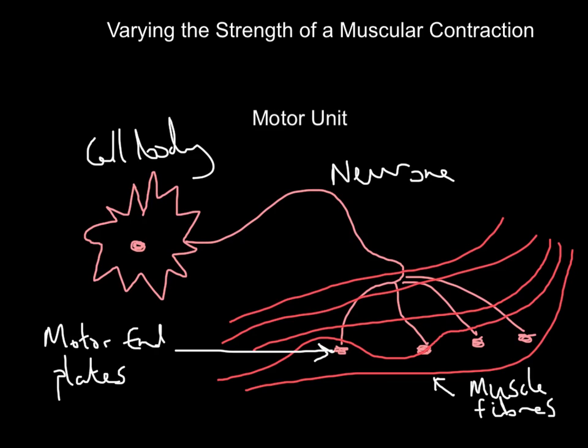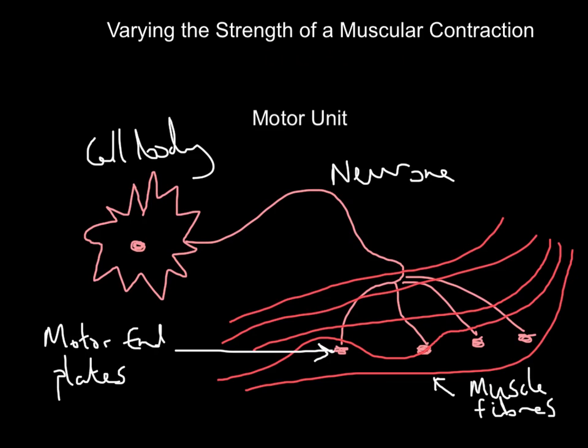Right, here's the thing. This motor unit that we're looking at, with its four parts, could have, potentially, one cell body. Each motor unit has one cell body, one neuron, but there could be 10, 100, 1,000, 10,000 muscle fibres attached to that one neuron. And that's important for us to know in terms of the title of this video, how do we vary the strength of a contraction?